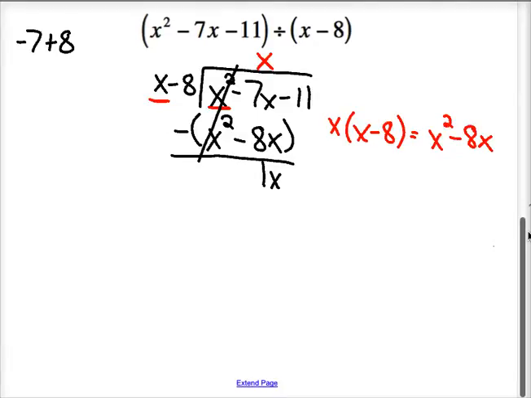And if you need to double check using a calculator, that is totally okay. And then I'm going to pull down that negative 11.